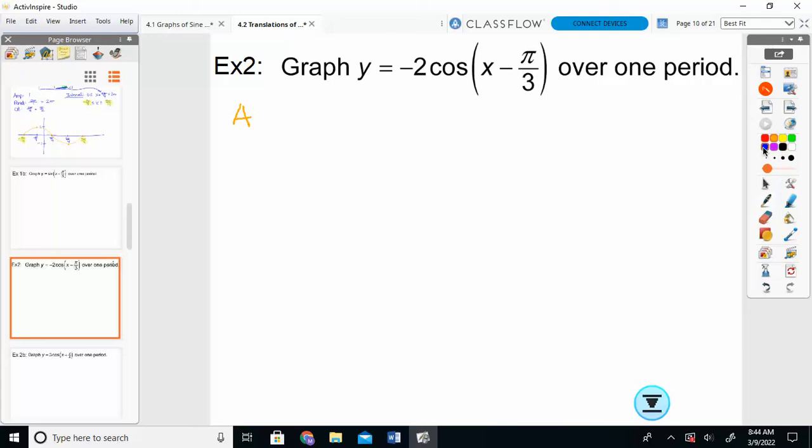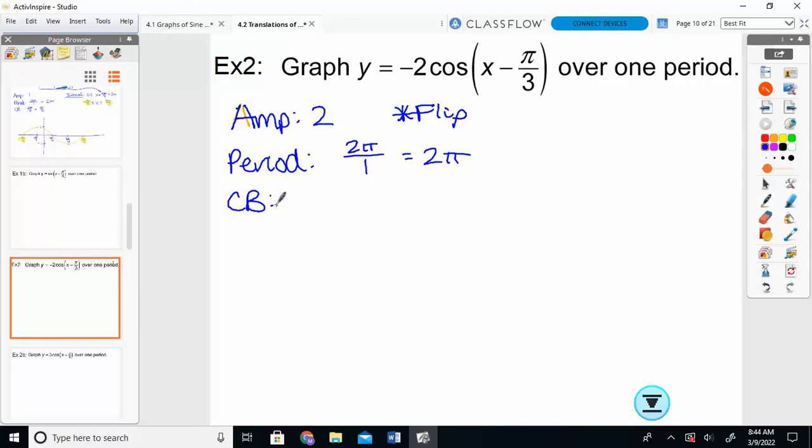So we go through our normal list. What is my amplitude? 2. We would flip it. Yes, amplitude is 2, but because there's a negative, I know I have to flip. Period is 2 pi divided by the number in front of x, which is just 1. So 2 pi over 1 is 2 pi. Count by, how do we find that? 2 pi divided by 4. Yep, period divided by 4, so we get pi over 2.